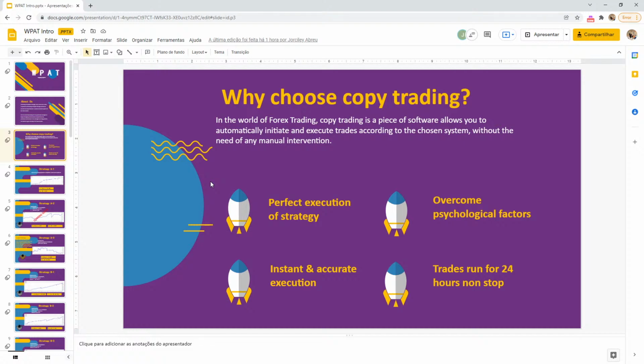Basically, it is a good execution method for you as an individual, and it can also overcome your psychological factors. The executions for opening and closing are all instantaneous. The copying will just run for as long as this trader is trading. Besides, as we mentioned, you as the account owner have full control over the account.